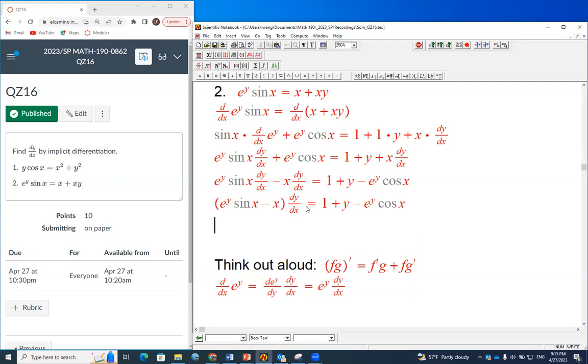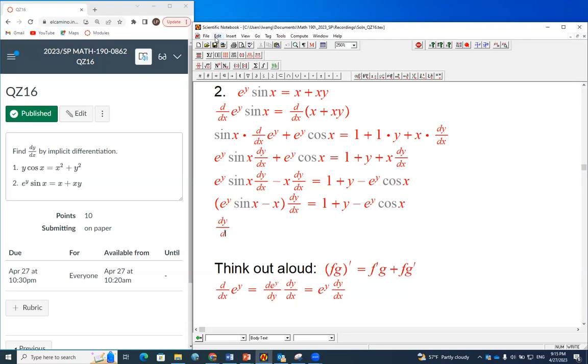And next, it is dividing. dy dx equals to, numerator over denominator. Okay, that's done. Finished.